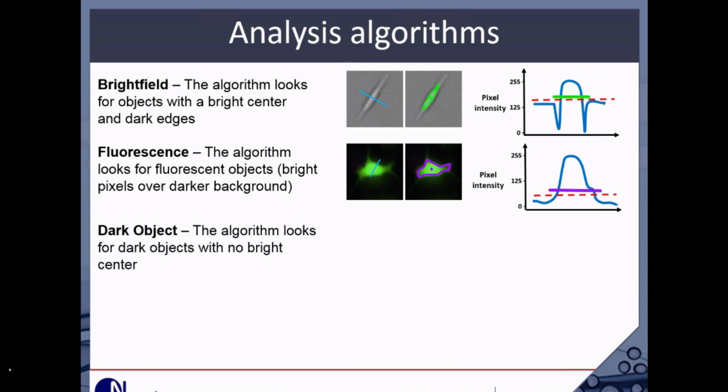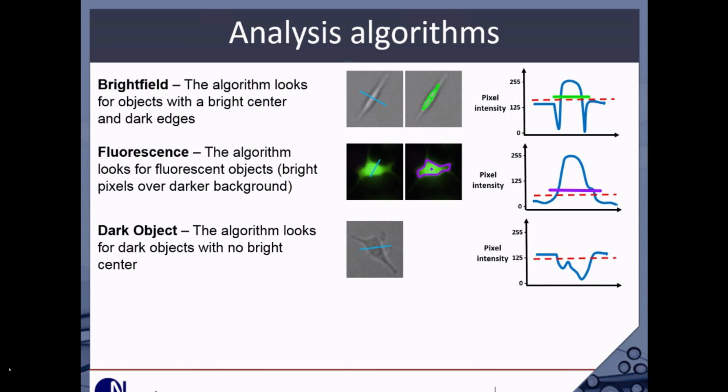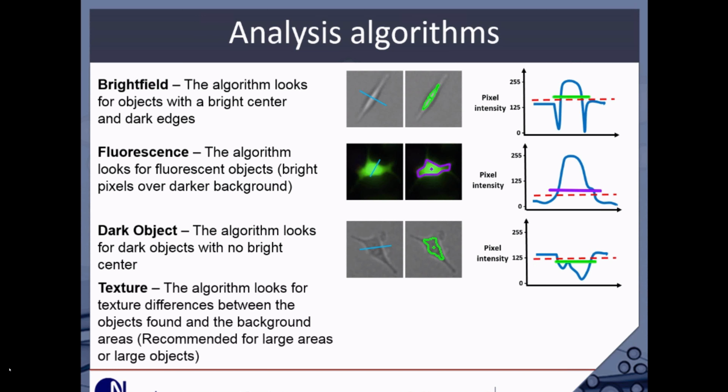Okay, there's two more algorithms that we're going to cover. So the dark object algorithm is looking for dark objects with no bright centers, just all dark. I rarely ever use this because it struggles with debris in the plate, but you can see in general how the profile looks for a dark cell, and then when you set the algorithm, the objects will outline it this way. It's very challenging when you have a lot of scratches or debris, so that tends to be my least favorite algorithm.